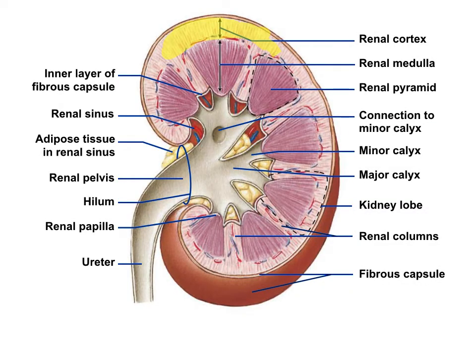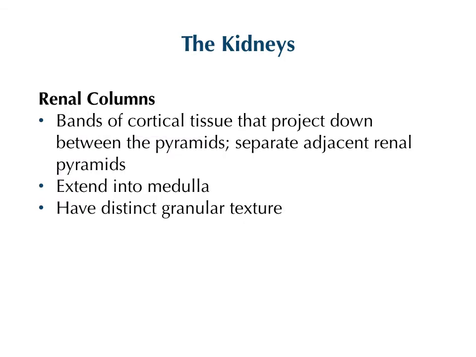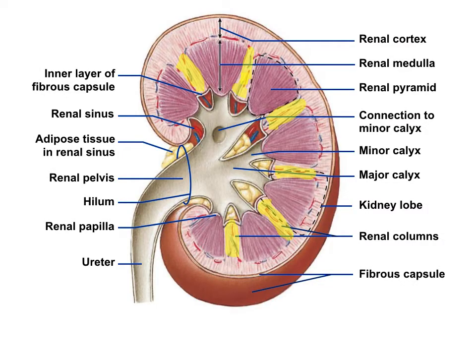Right here you see the renal cortex I've highlighted in yellow. And on this slide, you see that I have outlined a renal pyramid in green. The renal column. These are bands of cortical tissue that dive down between the pyramids and separate the adjacent renal pyramids from each other. They extend into the medulla and they have a distinct granular texture. Let's look at these in the next picture. So these are the renal columns that you can see are contiguous with the renal cortex. And as I said, they dive down in between each pyramid.